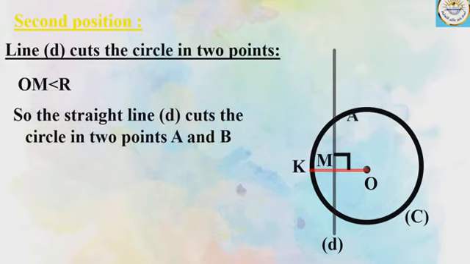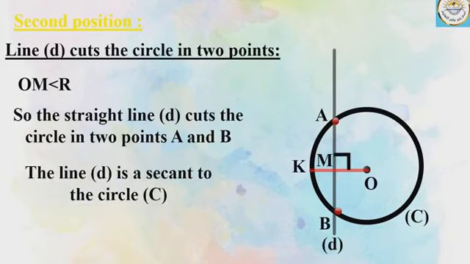So the straight line D cuts the circle at 2 points A and B, as you see here in the figure. There are 2 points. So the line D is a secant to the circle C. It's called secant. You have to memorize this word as well.